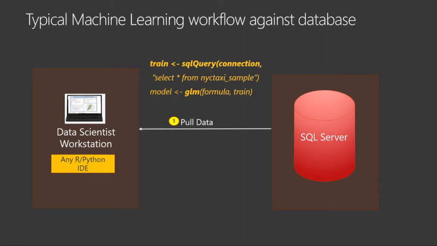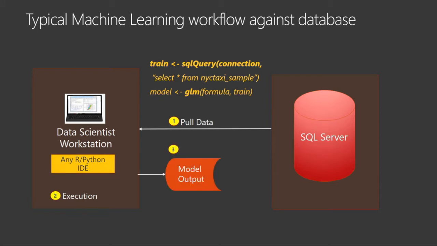So typically, you would use some data access API. That piece of code is showing RODBC data access code, like the SQL query. And so you will run a query. It's like any other data access API, like SQL client or ODBC. So you'll pull the data, then you run the model. In this case, the function GLM, which basically builds a linear regression model. And that's all happening on the workstation.